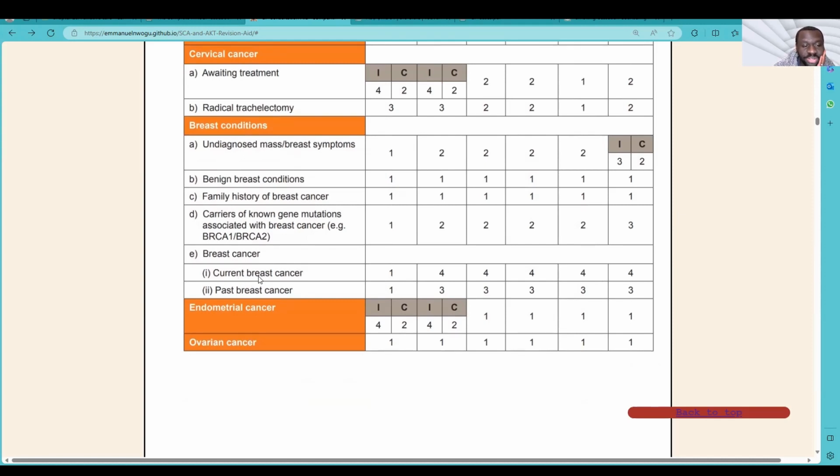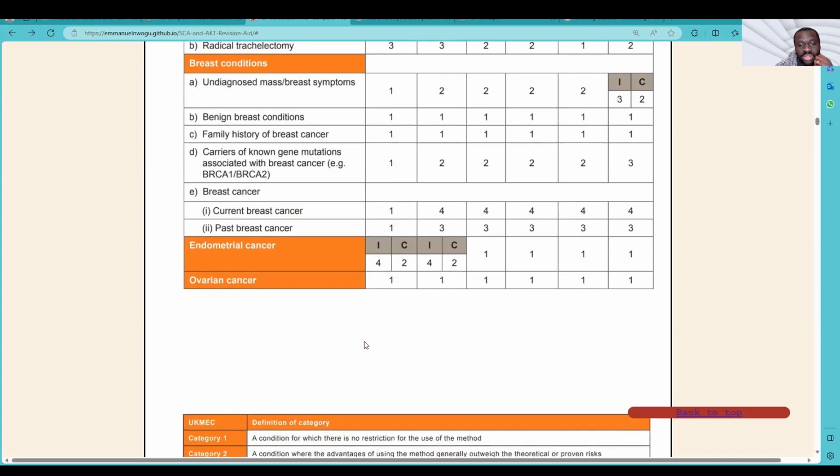Breast cancer. If the patient has current breast cancer, you can see that all forms of hormonal contraception are contraindicated. Only the copper coil is actually safe. All other forms of hormonal contraception, COC, POP, depot and everything, are absolutely contraindicated. Past breast cancer is UKMEC 3, still advised not to give. The thing that is safe in either current or past breast cancer is the copper coil. So it's actually worth knowing that.